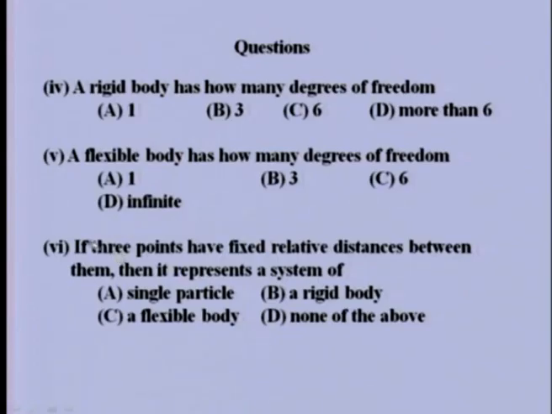If we consider, let us say, the fifth question: if 3 points have a fixed relative distance between them, then it represents a system. If 3 points are fixed relative to each other, obviously it cannot be a particle, and it cannot be a flexible body. It must be a rigid body, because a rigid body cannot have relative motion between its particles.